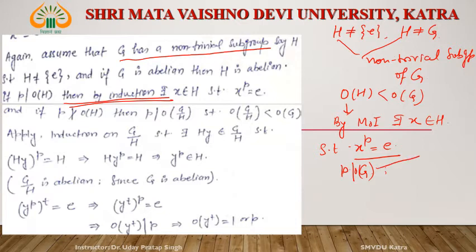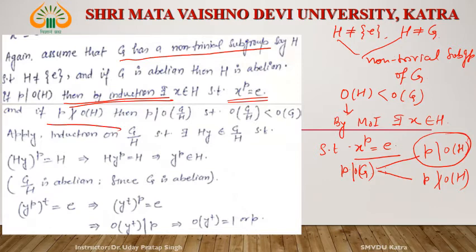then two cases arise. Either P divides the order of H or P does not divide the order of H. In the first case, if P divides the order of H, then this happens. But if P does not divide the order of H, in this case, then see.